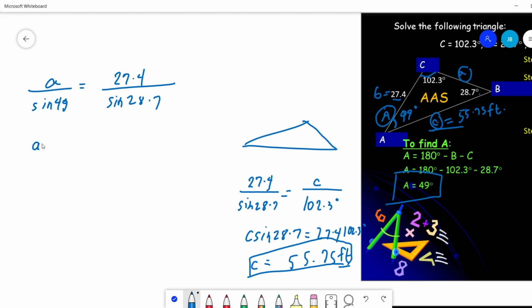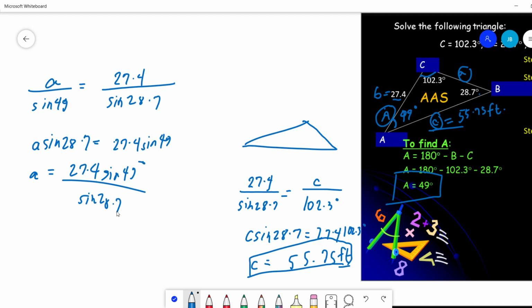Therefore, A sine 28.7 is equal to 27.4 sine 49. So A is equal to 27.4 sine 49 degrees all over sine 28.7. Using the calculator, that's 27.4 sine 49 divided by sine 28.7. Our answer is 43.06 feet.